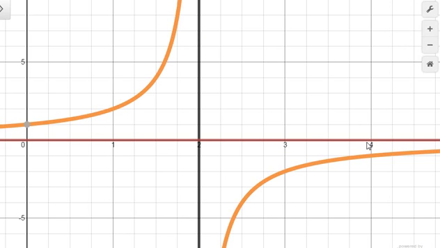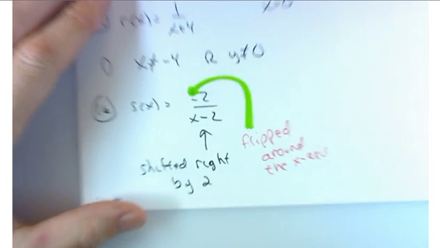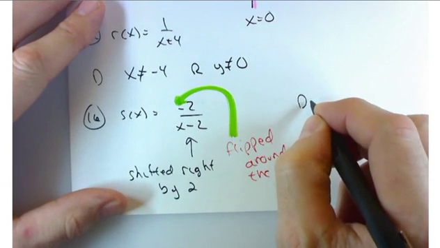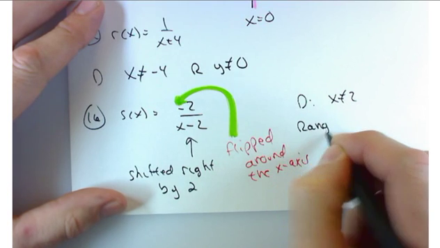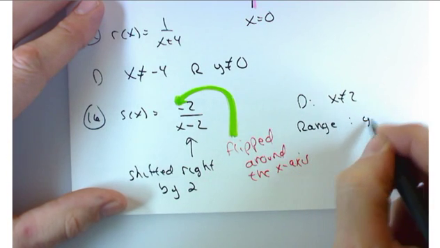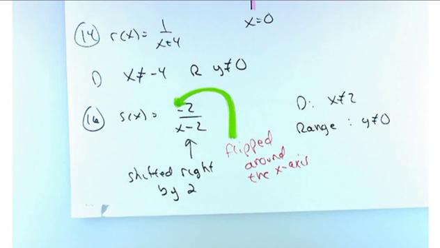Problem 16, they ask you for the domain and the range. So let's cut back to this. What's the domain here? Good. x is not equal to 2. And the range is still y not equal to 0. The graph just never touches that value.